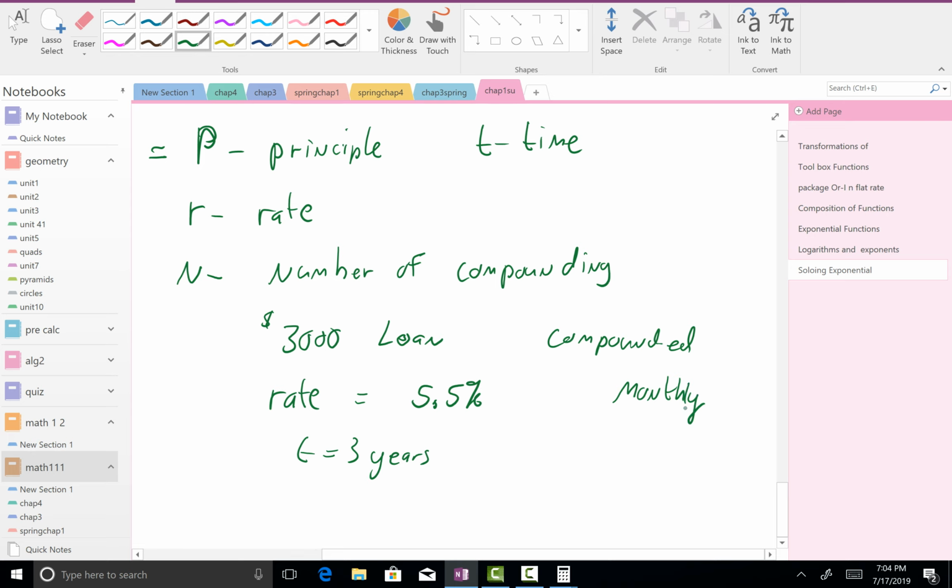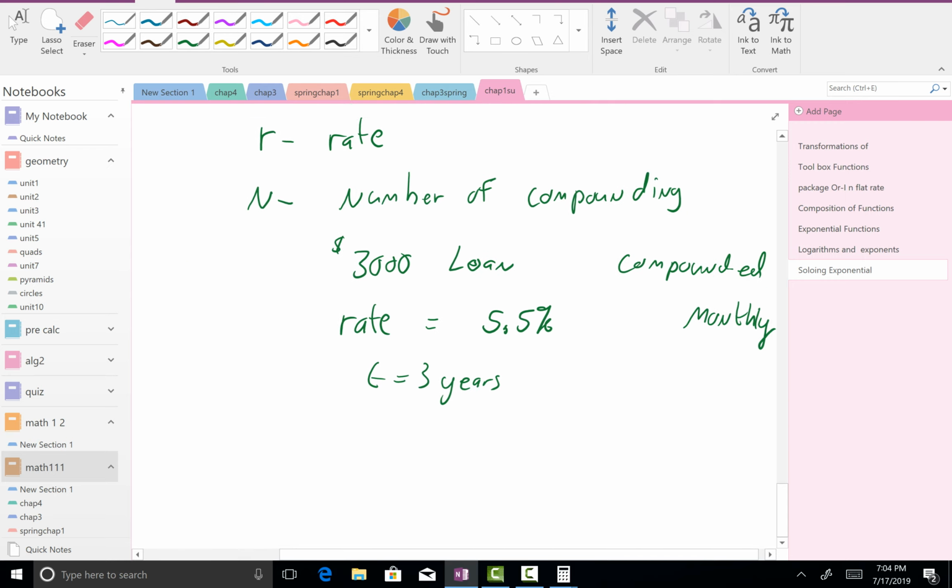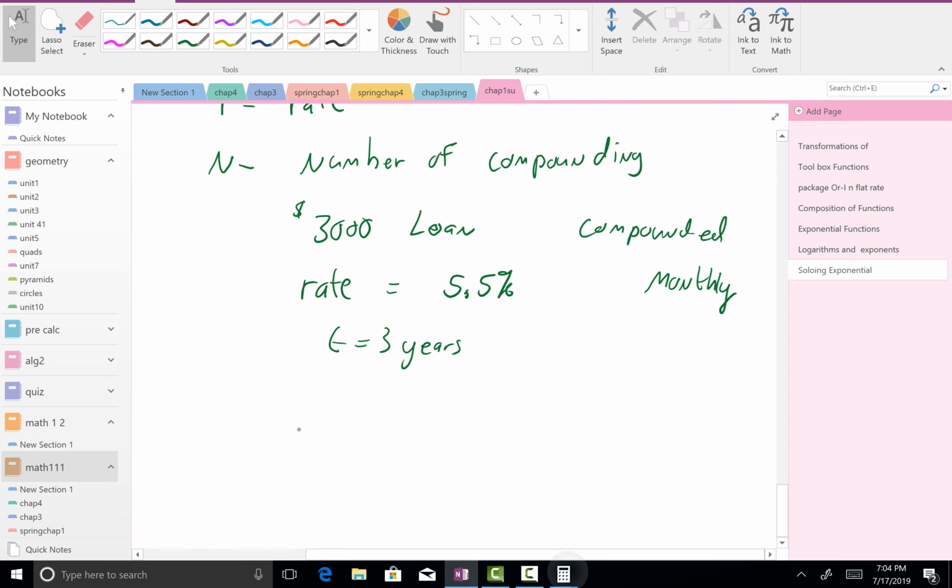So the problems that you're going to have, that's what they're going to look like. They're going to say, you've got this amount of money, it's a loan, and you're going to compound it, and here's the interest rate. So we put this in. A equals 3,000 is the principal. That's going to go there.